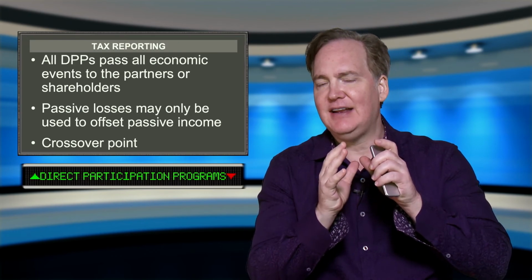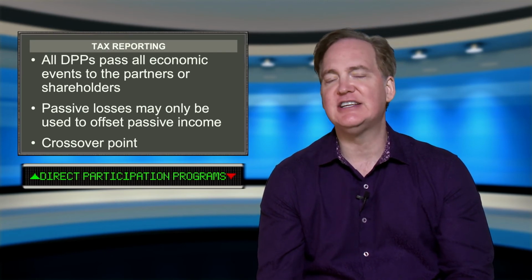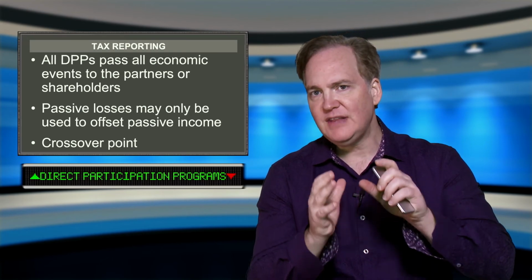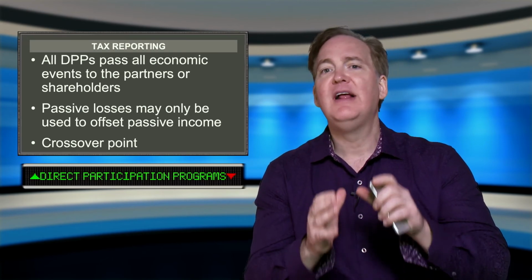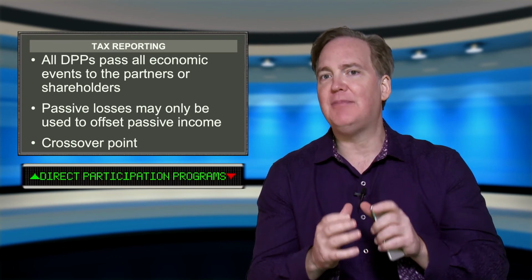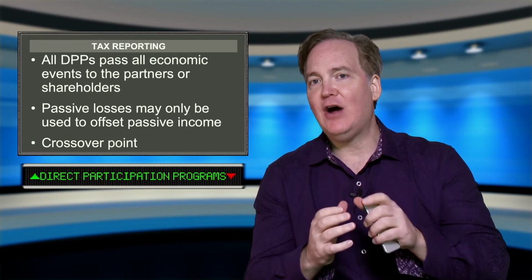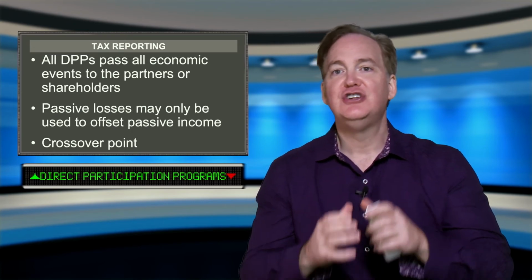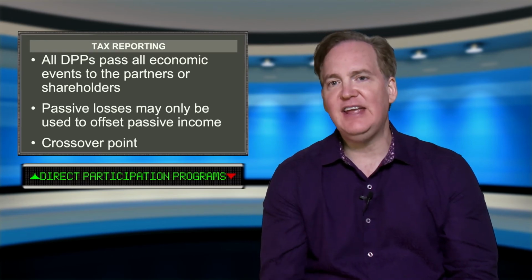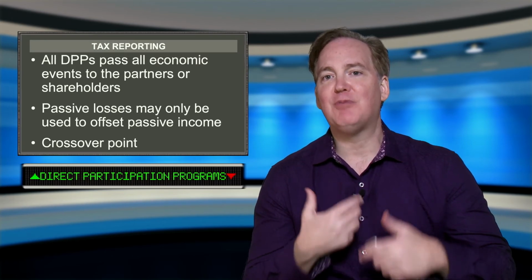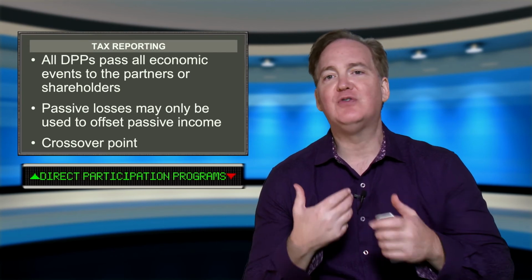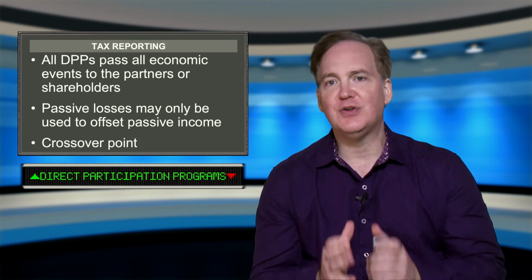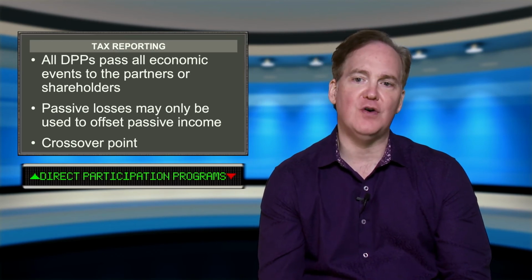Now, there is a term you want to be familiar with for your test known as the crossover point. The crossover point is the point where the partnership has used up all of their write-offs and now starts generating taxable income to the investors. So once all of the write-offs have been taken, if the partnership is generating revenue, it creates a taxable event to that holder. So that is known as the crossover point.